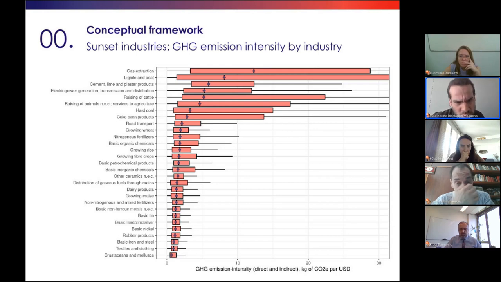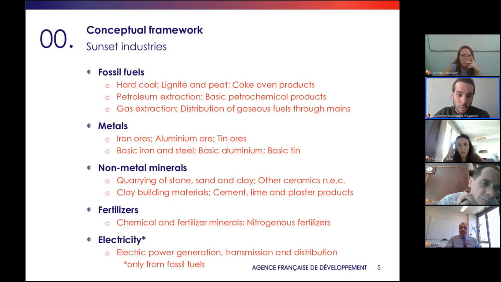You can see, for example, that raising of cattle is a sector that is very emitting, of course, like meat is very emitting. But there is a huge distribution. There are countries that produce with low emissions and countries that produce with very high emissions. So we need to look at this. And basically what we do is define what we call sunset industries, industries that tend to disappear in the next years or decades. And here are these industries that we define as sunset industries.